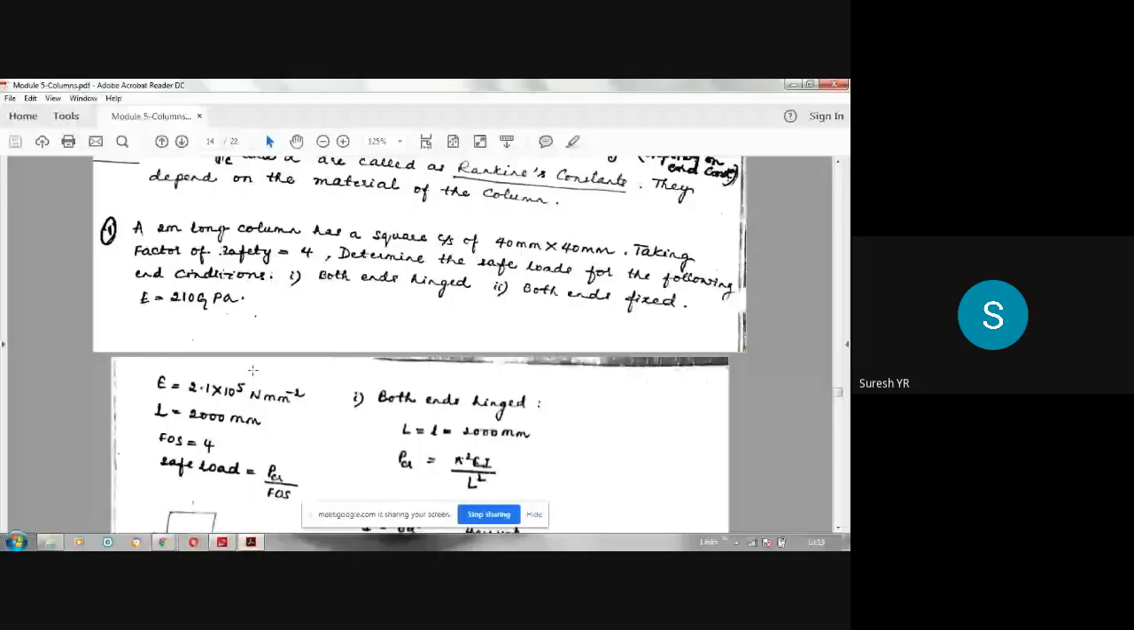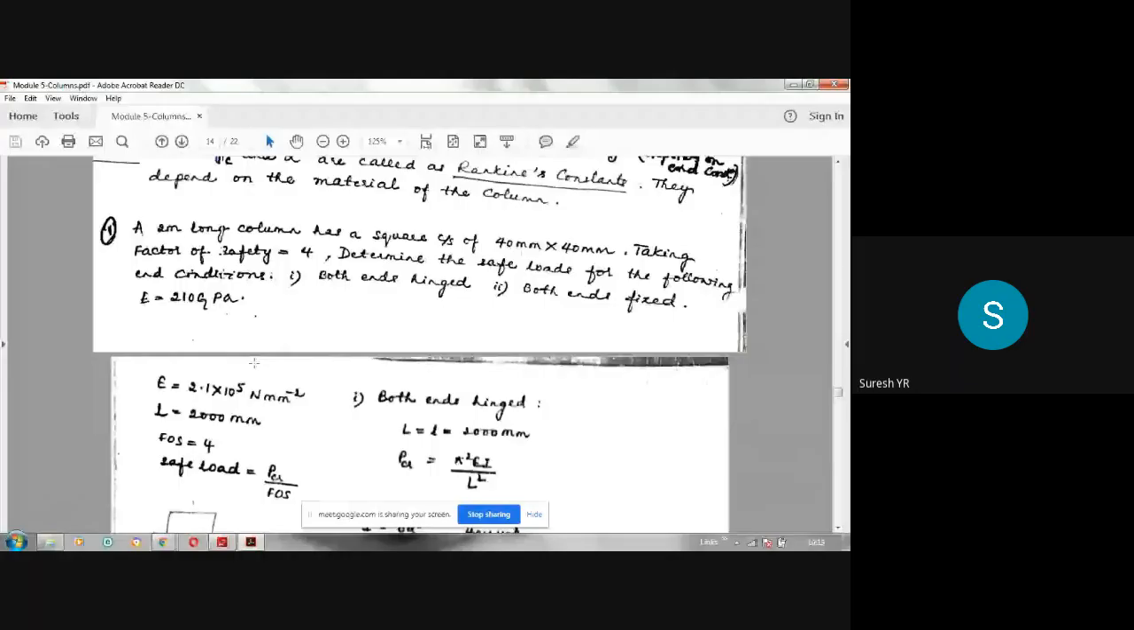So 2 into 10 power 3 Newton per mm square, or MPa. So you have to convert to Newton per mm square. Be careful. Whatever unit they give in the exam, convert that into Newton before substituting in the formula.